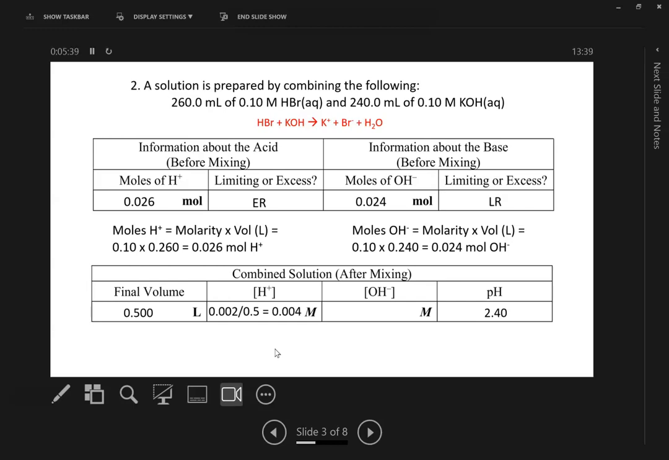Now I can get to my OH minus a couple of different ways. I can find the pOH and then take 10 raised to that number, or I could divide my 10 to the minus 14, my Kw for water, by 0.004. In either case, I arrive at the same number, which is 2.5 times 10 to the minus 12th molar. And that's it for this problem, where the excess reagent is the acid.